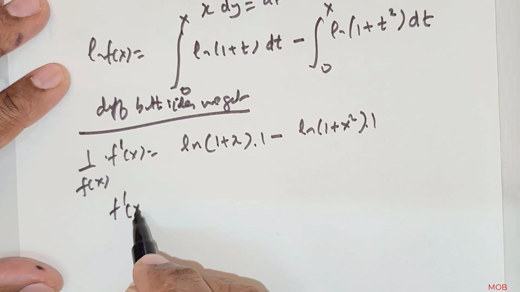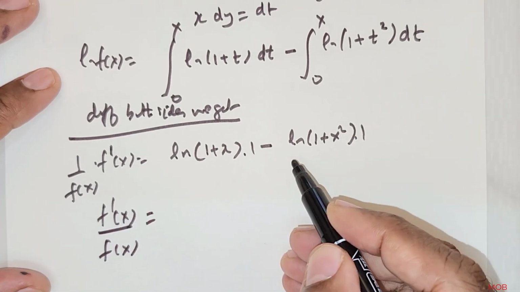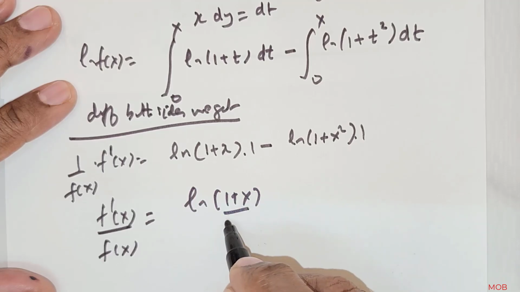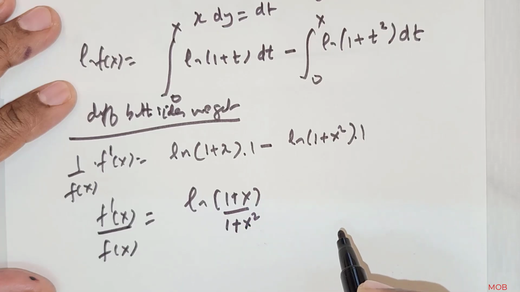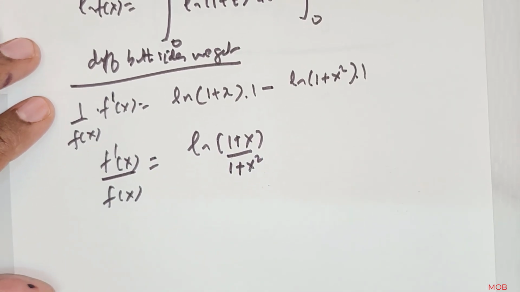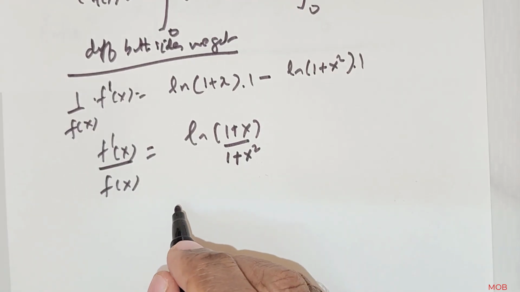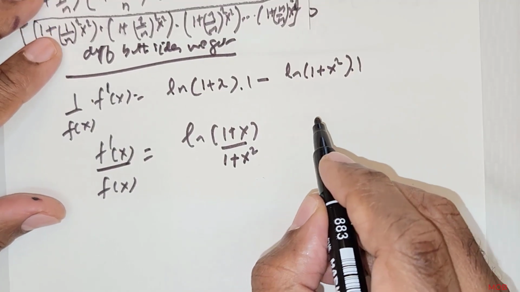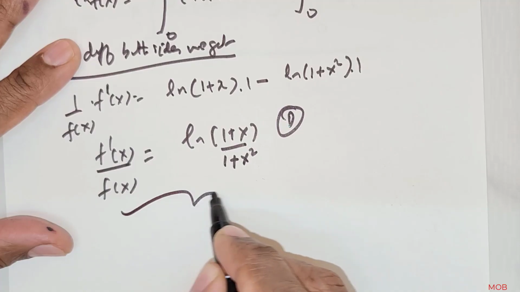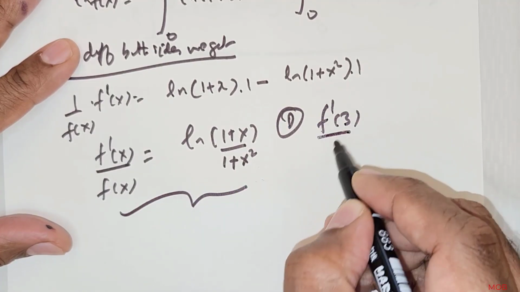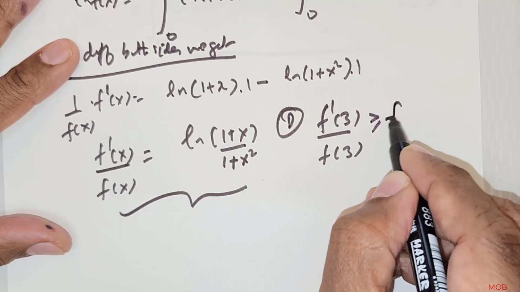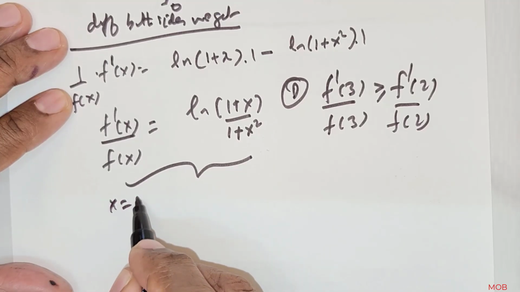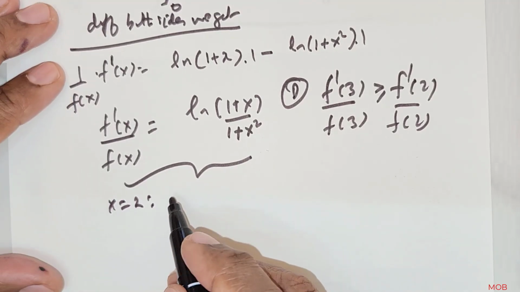So the left hand side is going to be f dash of x over f of x. As I mentioned, this can be rewritten as ln of (1 plus x) over (1 plus x squared), so this is already obtained. Now we will have to look into certain choices. Let us check choice number D. Choice D states f dash of 3 divided by f of 3 is greater than or equal to f dash of 2 divided by f of 2. So we will have to check for x equal to 2. What happens when x is equal to 2?